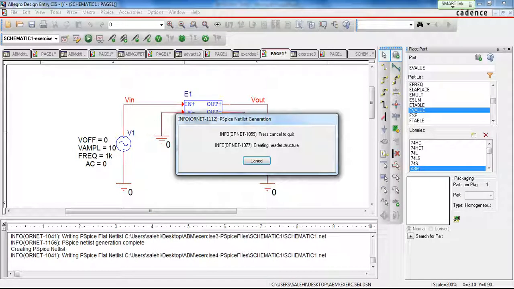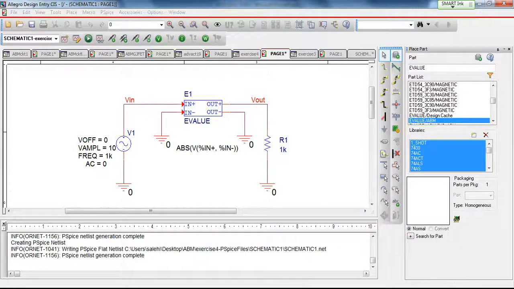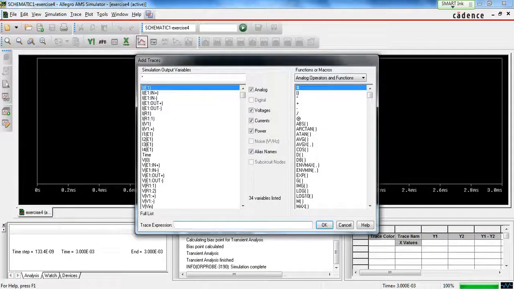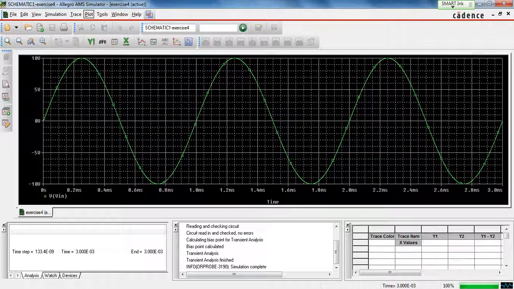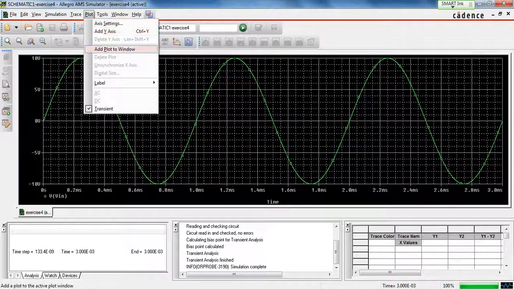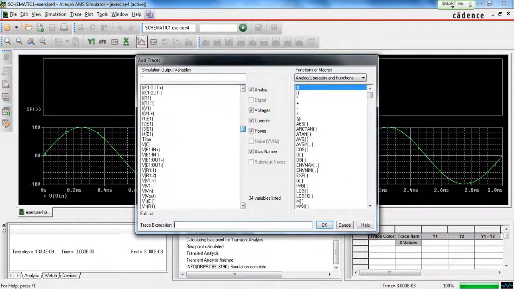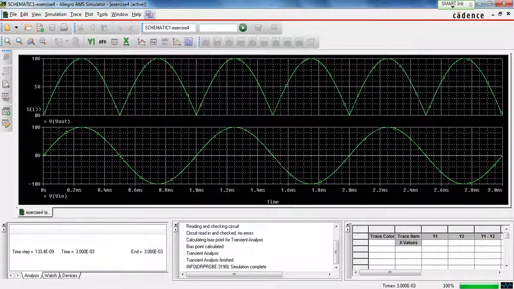Run the circuit. Check the input. And the output. So in this case we have modeled a rectifier using a single block rather than using 4 diodes and components that are associated with a common rectifier.